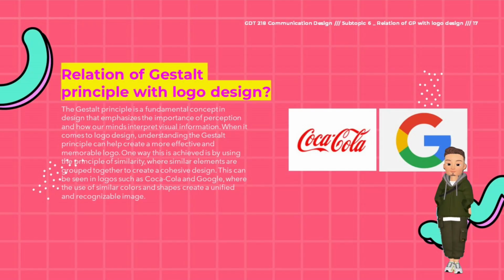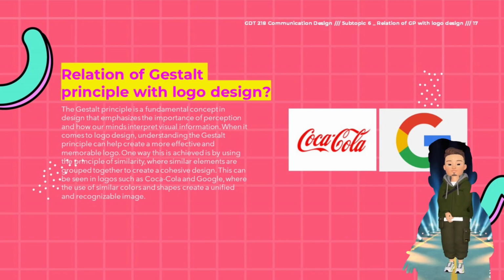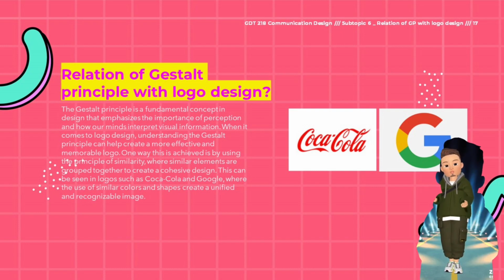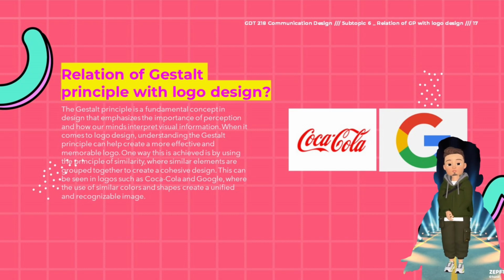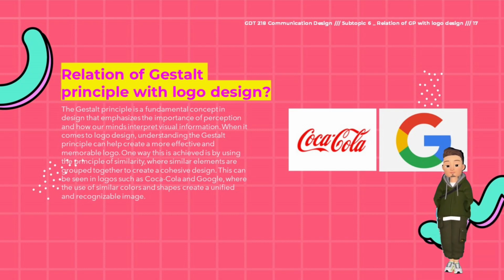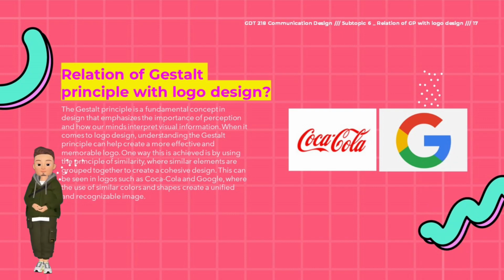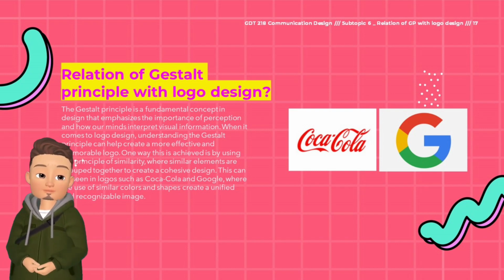The Gestalt principle is a fundamental concept in design that emphasizes the importance of perception and how our minds interpret visual information. When it comes to logo design, understanding the Gestalt principle can help create a more effective and memorable logo. One way this is achieved is by using the principle of similarity, where similar elements are grouped together to create a cohesive design.